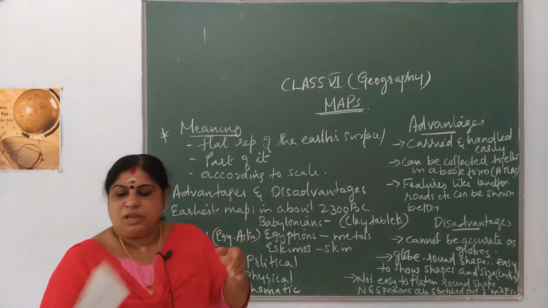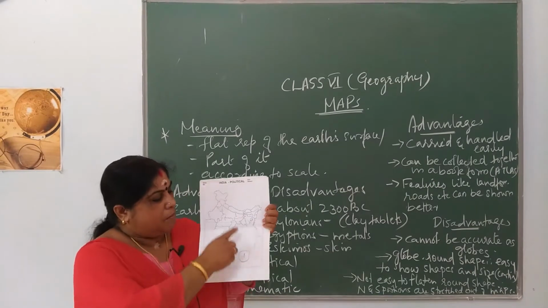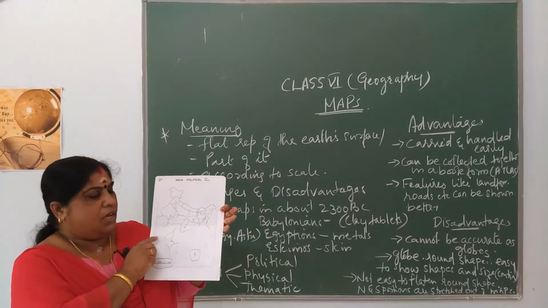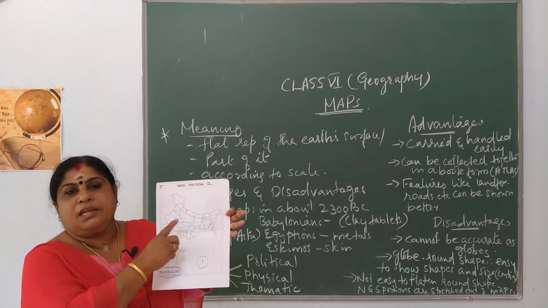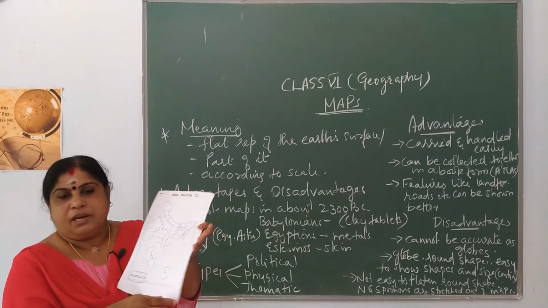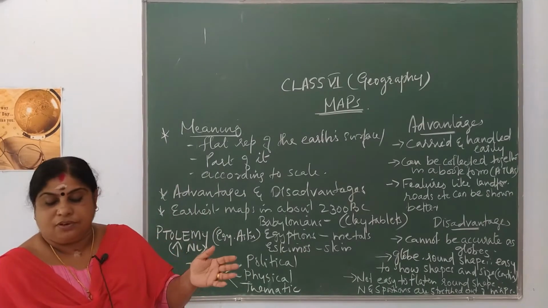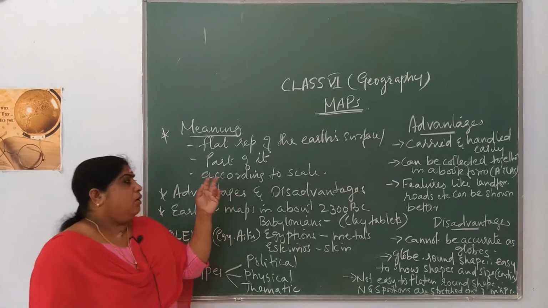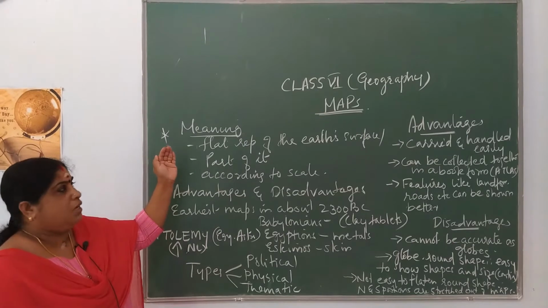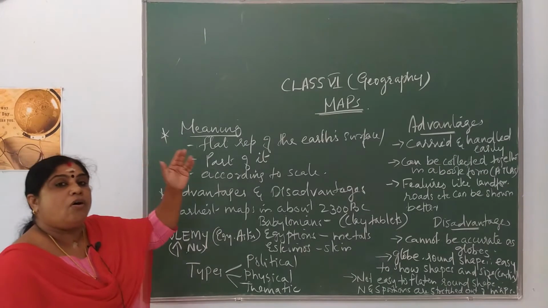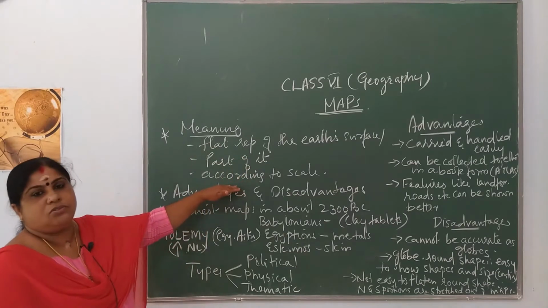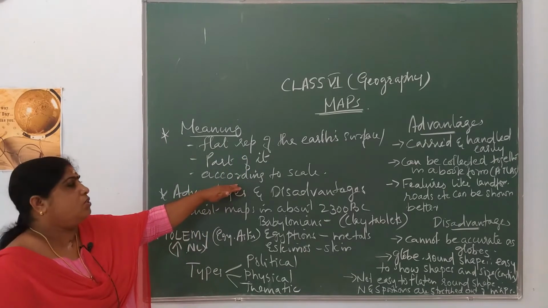So I will show you a map. This is a map of India. It's a political map representing the Indian subcontinent. You will be dealing with it again further when you move forward. So you can compare now. What is the meaning of a map? It's a flat representation of the earth's surface or a part of it according to scale. So it's drawn according to scale.